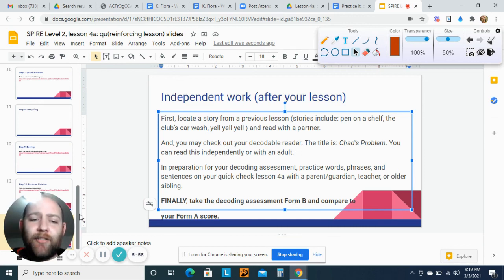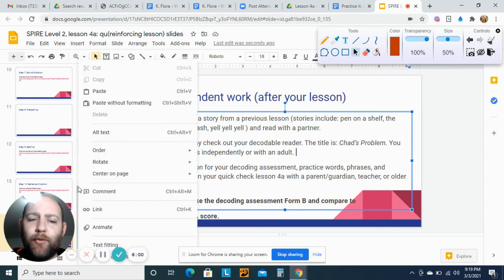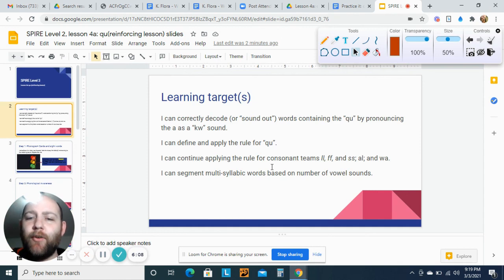You guys have done an excellent job with this lesson. Let's go back and review our learning targets for this lesson. You can correctly decode or sound out words containing the QU by pronouncing them as a qu sound. And I think we achieved that, right? I can define and apply the rule for QU. Remember that wherever the Q is, there's a U, and the U is not being pronounced as a vowel, but rather as a W or a consonant.